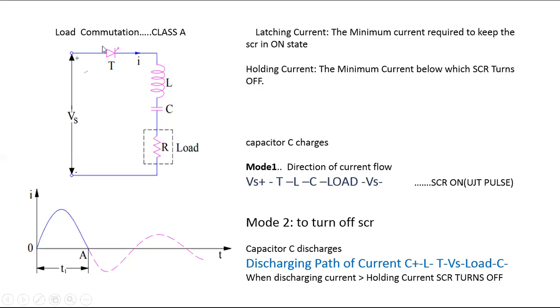So what is a load commutation circuit? A load commutation circuit contains commutating components which are placed in series with the load. What are commutating elements? The inductor and capacitor are called commutating elements because these elements are responsible for turning off the SCR. So the elements used to turn off the SCR are basically the inductor and capacitor. In order to understand this, we should study the definitions of latching current and holding current.